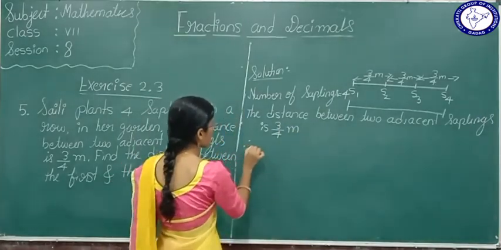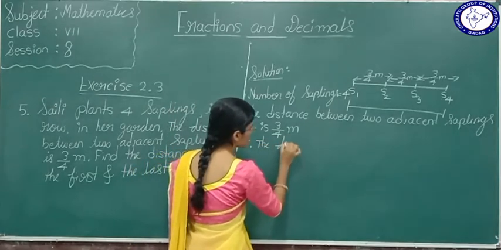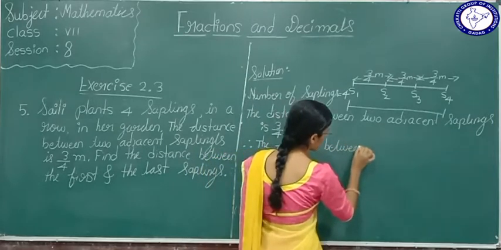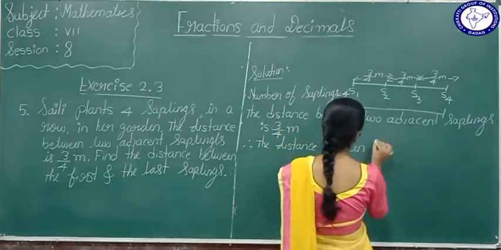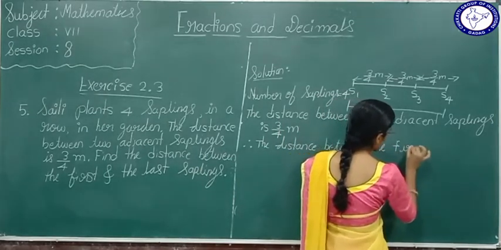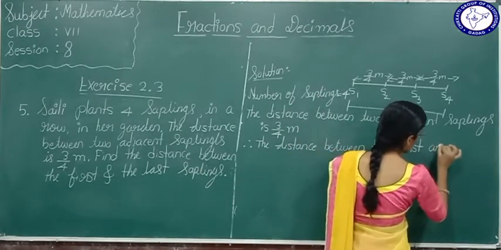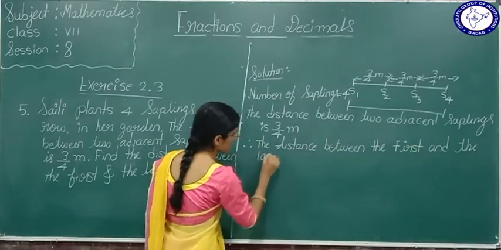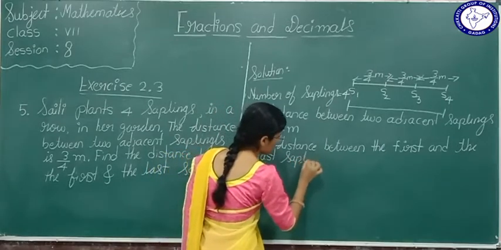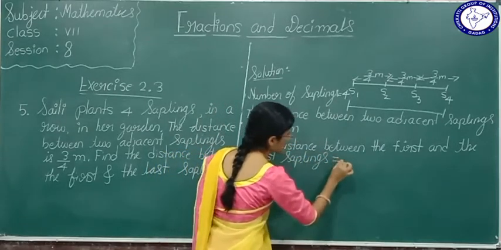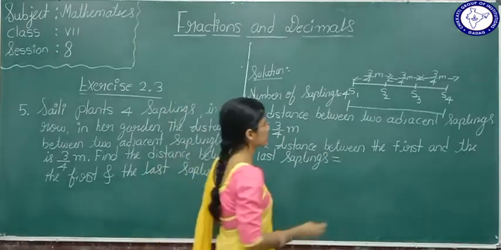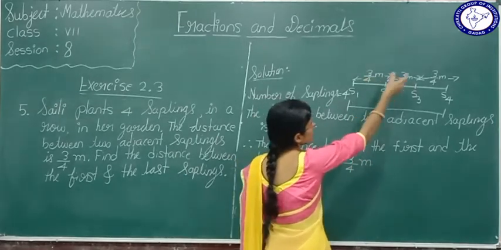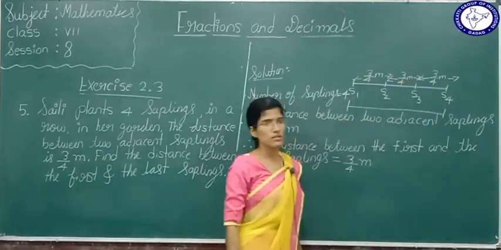So what do we have to find out? Therefore, the distance between the first and the last sapling. So what is that distance? See here, 3/4 meter plus 3/4 meter plus 3/4 meter. Okay, we have to add.